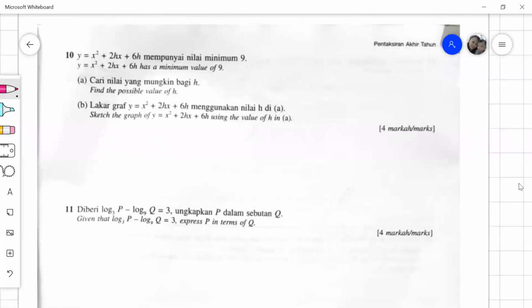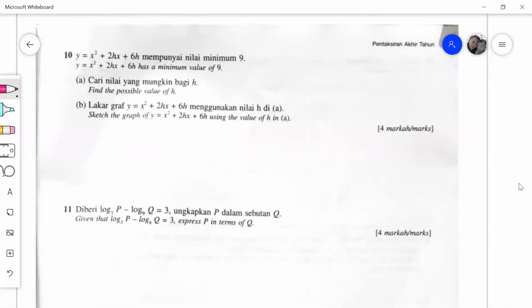Okay, number 10. All right, so we have y equals to x squared plus 2hx plus 6h has the minimum value. So we need to find this. Whenever you see minimum value or maximum value, always complete the square to get the vertex form. Understand? So you must know how to complete the square. So how? Take out the x. Just look at the terms that contain the x. And then your x squared already has 1 as coefficient. So we shall do this framework.